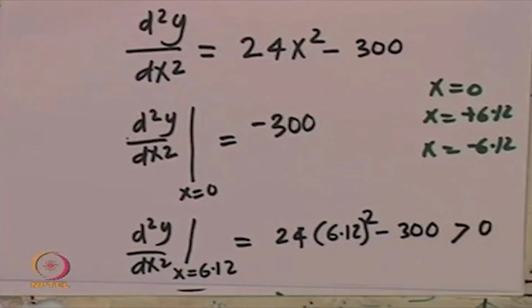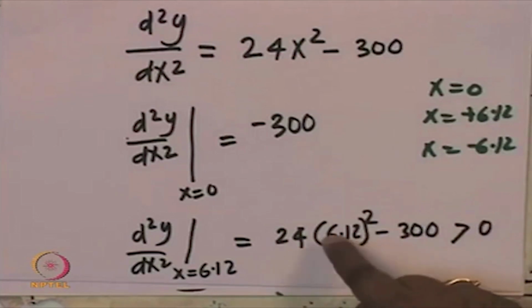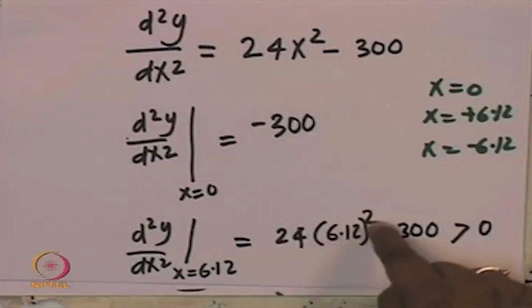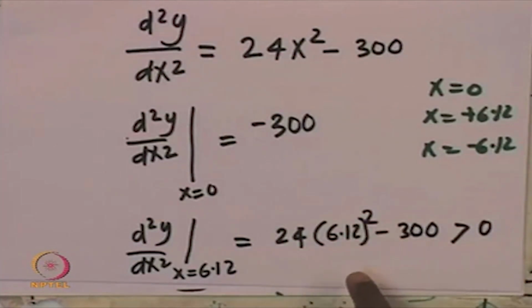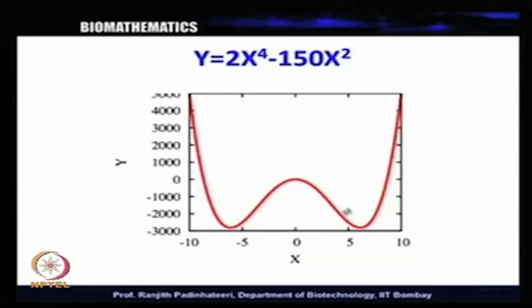What does it mean? The second derivative is greater than 0 means it is a minimum. So, at plus 6.12 and minus 6.12, the squares are the same. So in both cases, the value of the second derivative is greater than 0. What does it mean here? It means it is a minimum. So, here and here you have second derivative greater than 0.